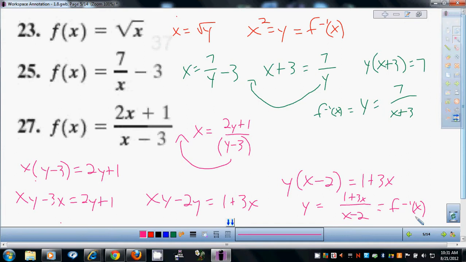Okay. Moving on. Okay. No problem. This is probably the hardest part of the lesson right here, in my opinion. So if you can get this, you should be good to go. Okay.